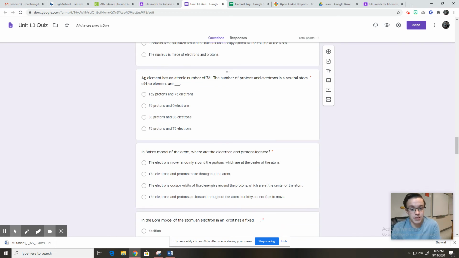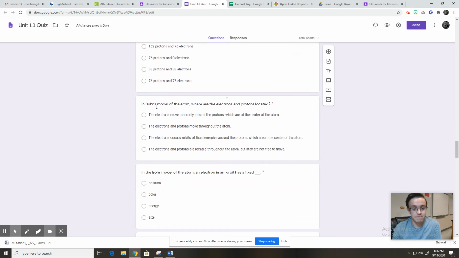Next question. If an element has an atomic number of 76, the number of protons and electrons in a neutral atom of the element are A, 152 protons and 76 electrons. B, 76 protons and 0 electrons. C, 38 protons and 38 electrons. Or D, 76 protons and 76 electrons.